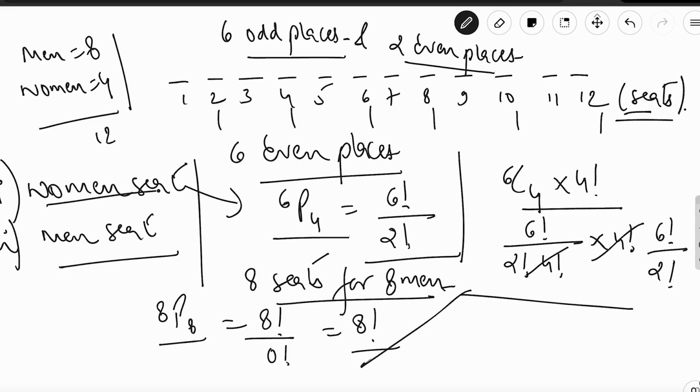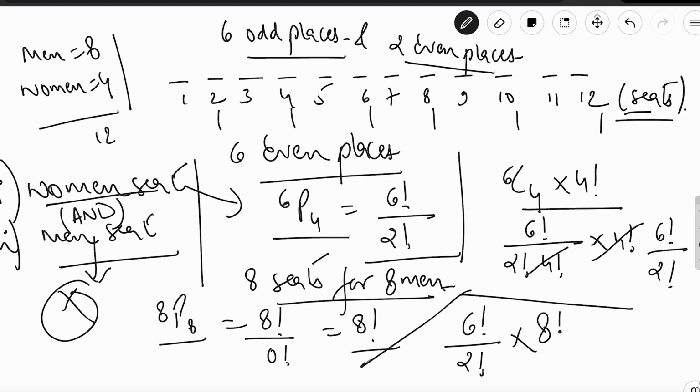Now for the total number of such arrangements, we have to seat women and we have to seat men. When "and" comes, it's multiplication. So women were seated in 6 factorial divided by 2 factorial ways, and men are to be seated in 8 factorial ways. So this is the total number of such arrangements possible here.